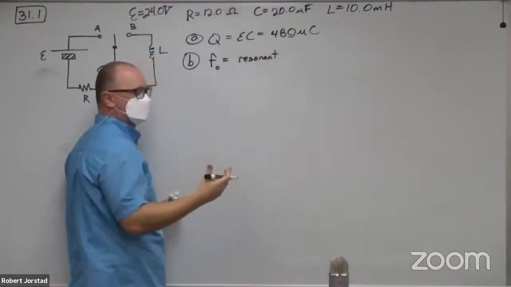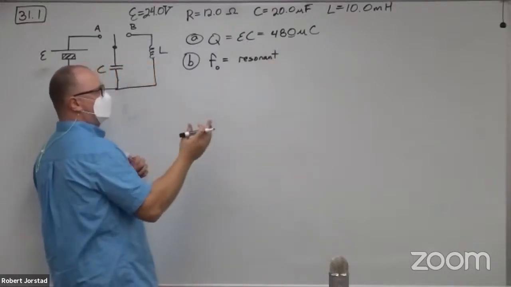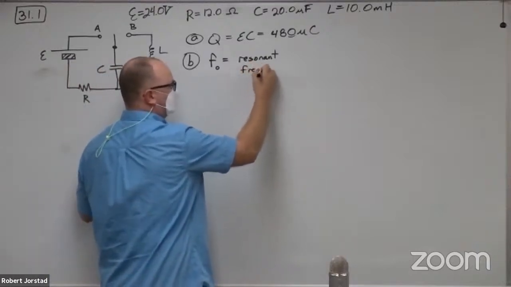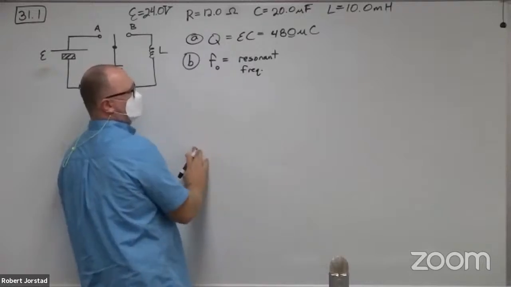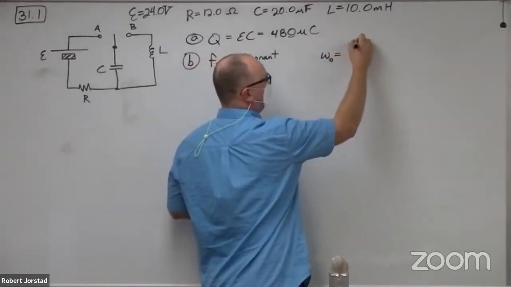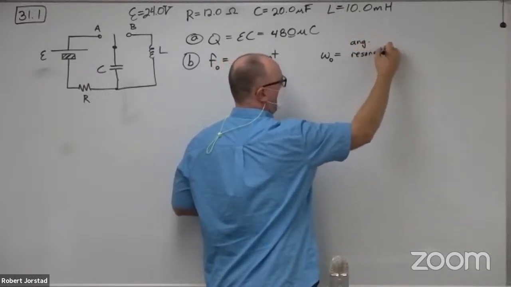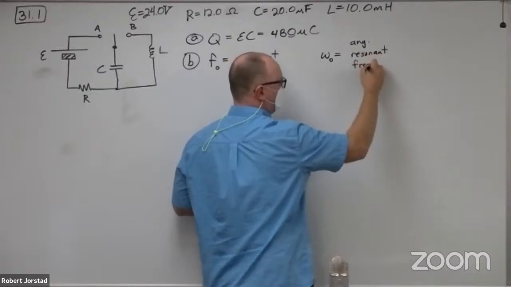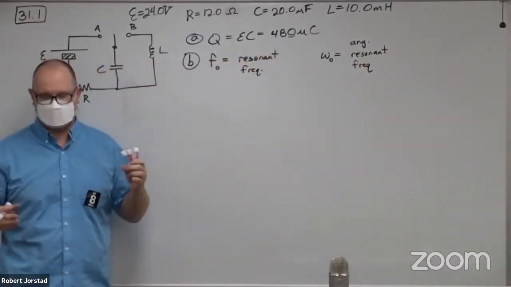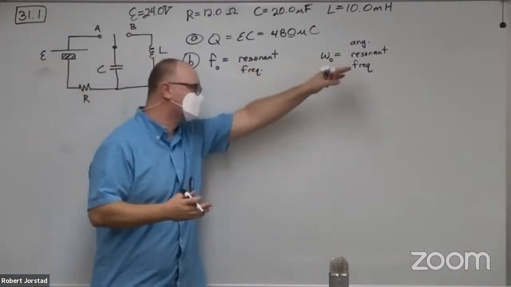Now, if you had answered omega naught, I would have actually even given you credit on the test because I kind of use omega naught and F interchangeably for the most part. So I just wanted to point out F naught would be resonant frequency. Omega naught is angular resonant frequency. So generally speaking, when you are in this section of the class, we all have to kind of be mean and ruthless about, did you mean this or did you mean that?